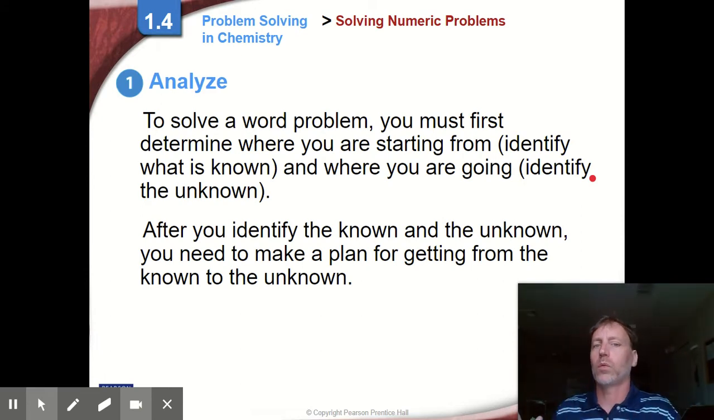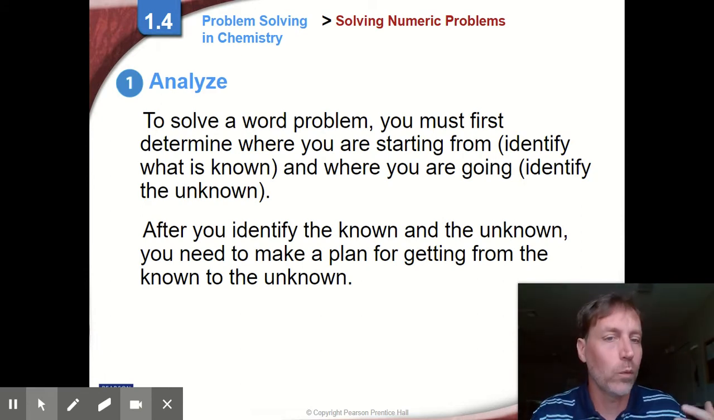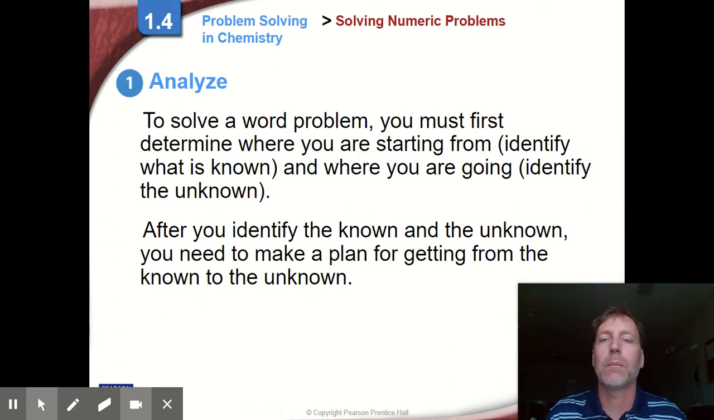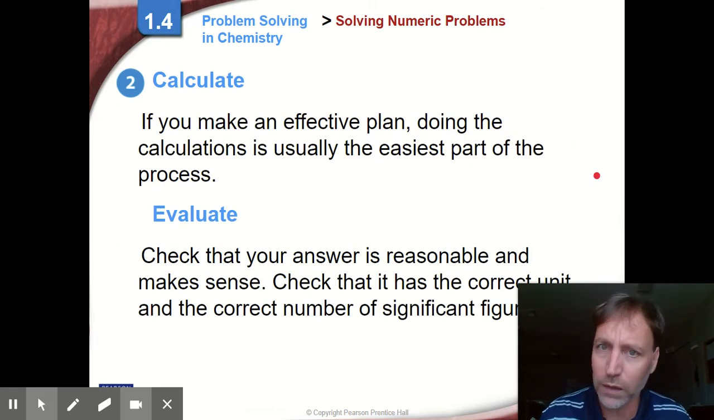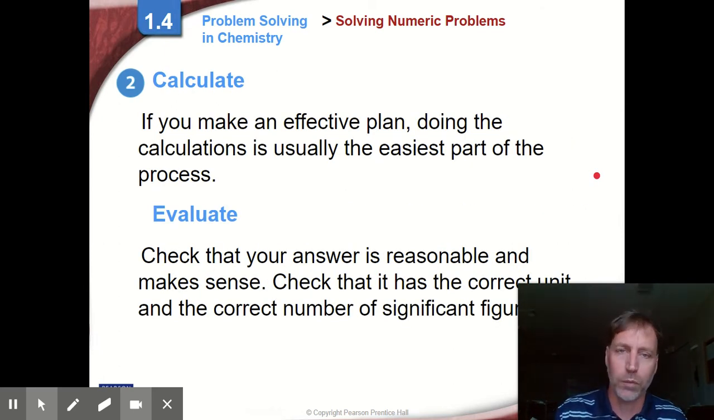After that, you've identified what you know, what you got, and what you need, the unknown. Make a plan for getting there, and then you calculate that. You calculate it, make an effective plan, use your calculator, make sure you got your units correct. We're going to talk about that a lot this year. Then evaluate. Does your answer make sense?